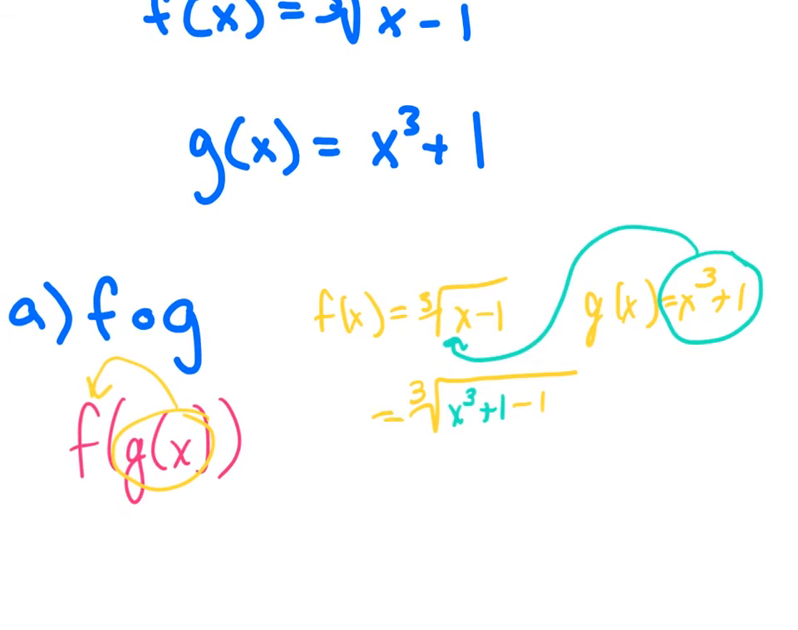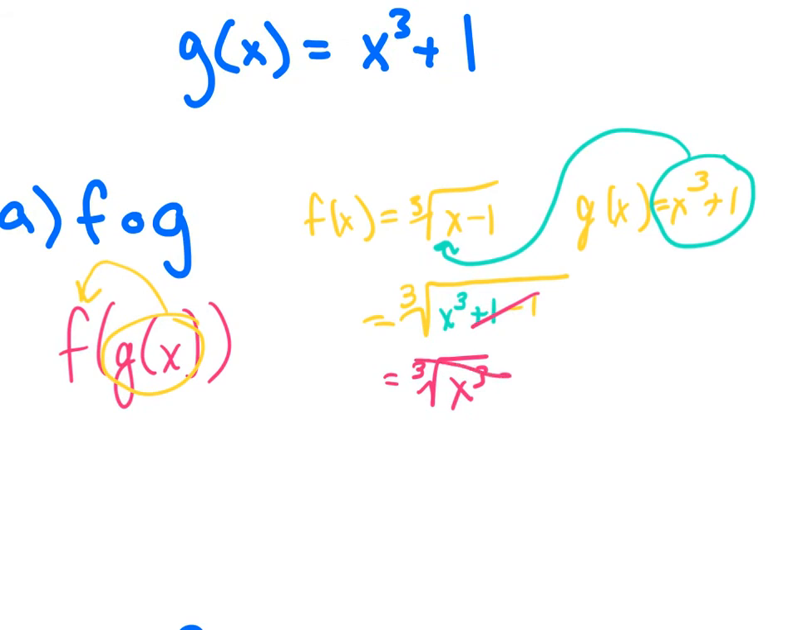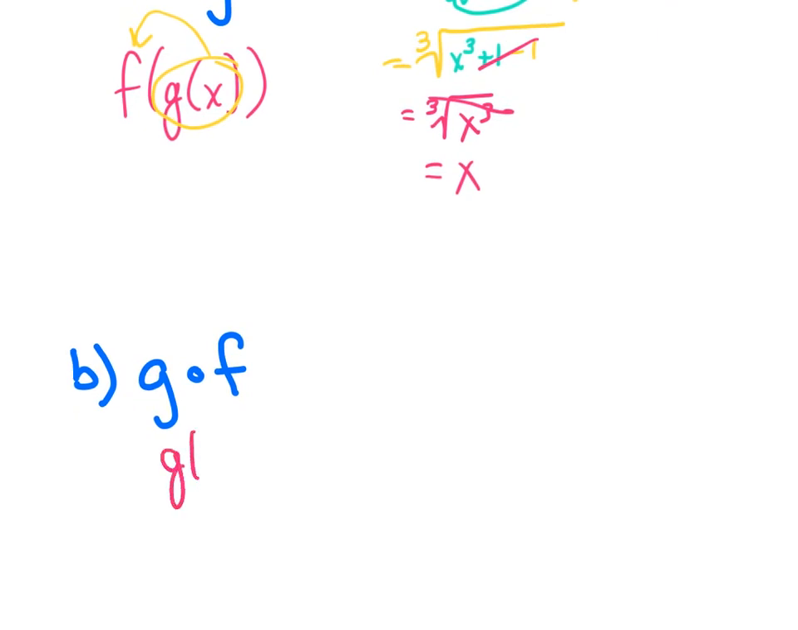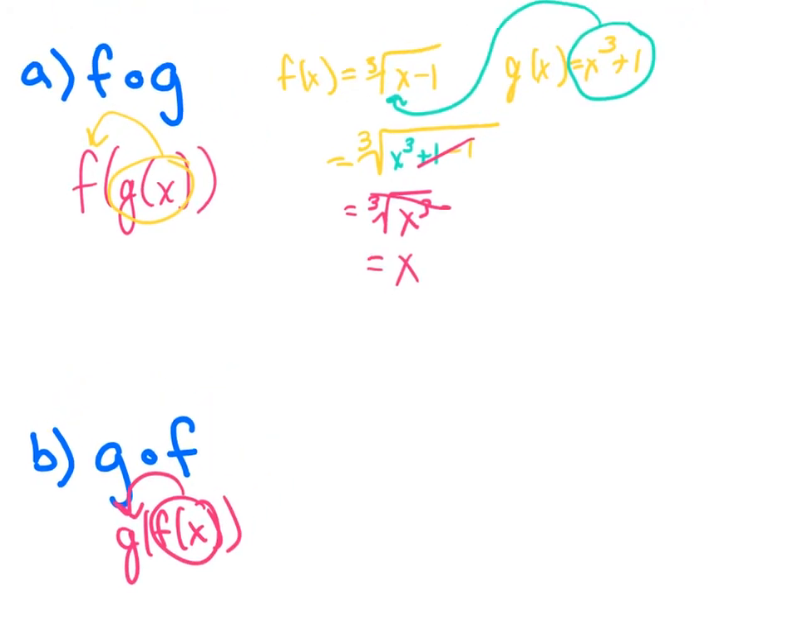And now we simplify, guys. Well, negative 1, positive 1, 0. So I have the cube root of x cubed, which becomes x. Now I'm going to go down here and do g of f. That means g of f of x. That means take the f function and plug it into g.